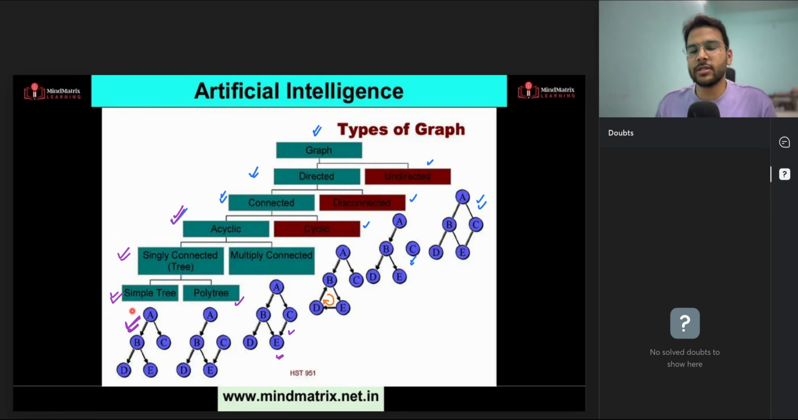Okay, is this clear? Understand that these categorizations are not important for you. You just need to understand what is a directed acyclic graph. What is a directed acyclic graph?